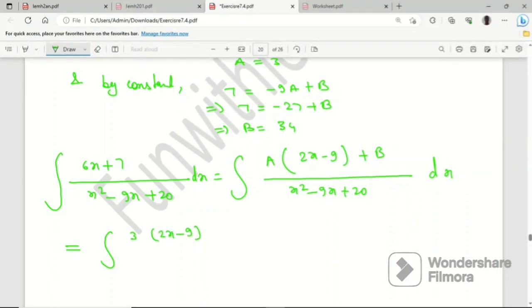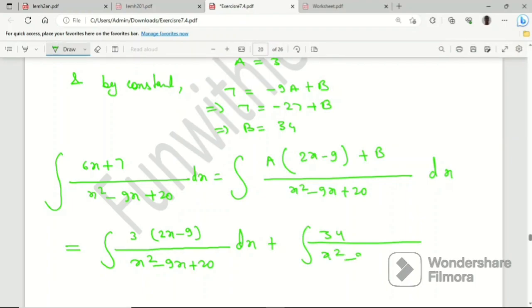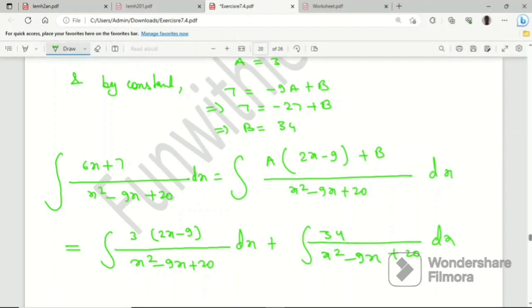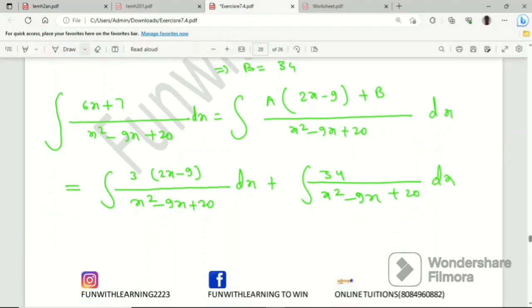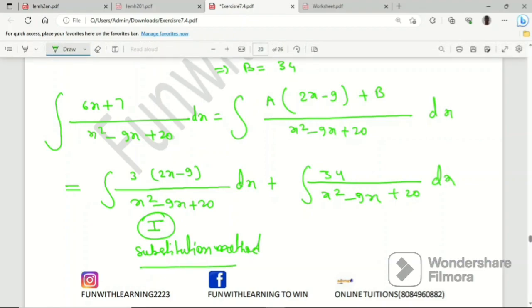I'm just separating directly into two integrations: 2x minus 9 upon x square minus 9x plus 20 into dx plus b is 34 upon x square minus 9x plus 20 dx. First integration you can solve by substitution method. Second, you can use a normal formula.